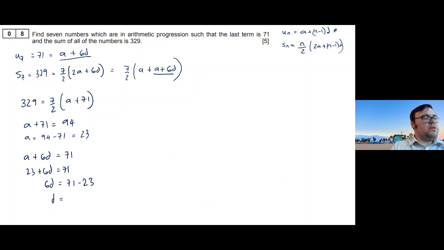So d equals 48 over 6, which is equal to 8. So I have my first term, which is 23, and my common difference, which is 8. It tells me that it needs to find what the 7 numbers are. So then, still haven't answered the question, 23, and then you're adding on 8 every time.